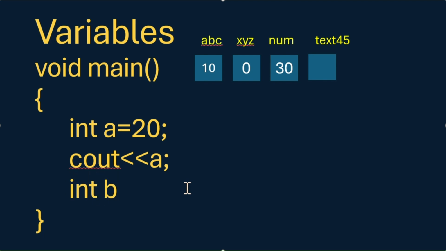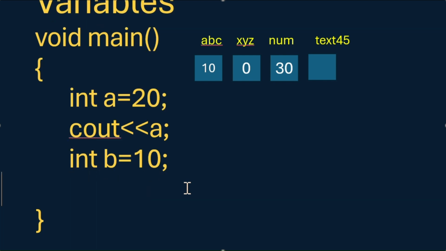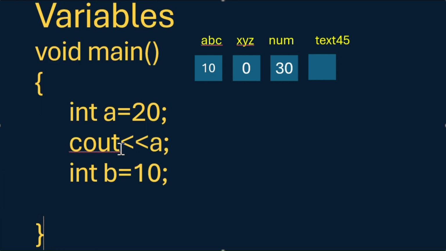Now b's value I can also declare it here. It's not necessary that I have to declare the value of b here in the first line. Before I'm going to use it, I have to declare the value of b.